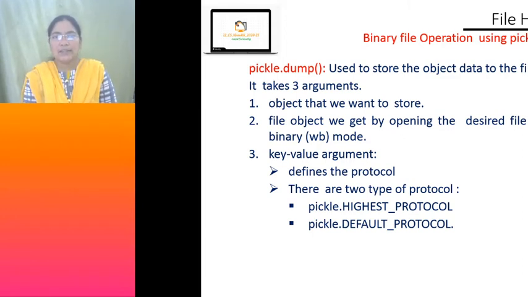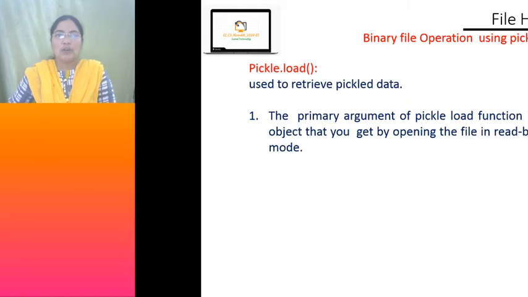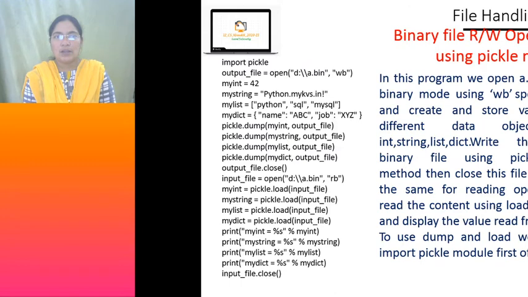The next method that we use for binary file operations is load. The load method is used to retrieve pickled data. The primary argument of the pickle load function is the file object itself that you get by opening the file in read binary mode. That file object we give as the parameter to load. So let us execute and see the program.